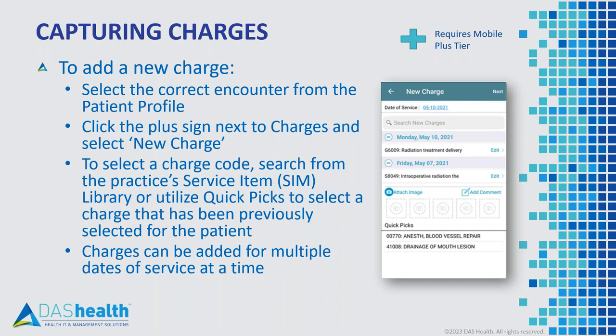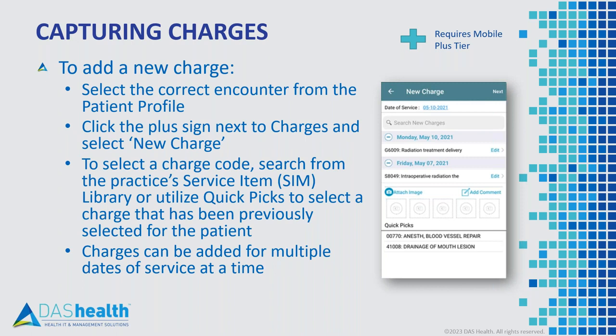To add charges in the NextGen Mobile app, a provider will select the appropriate encounter from the patient profile. And then after selecting the new charge icon, the provider will see the screen that we have in the screenshot here. That will allow them to search from the practice's service item, or SIN, library. They can see all the codes available to be selected. They also have the option to use what's called the quick picks section. This is going to show charges that were previously selected for a patient. So if charges have already been entered, they can quickly add those to this encounter as well.